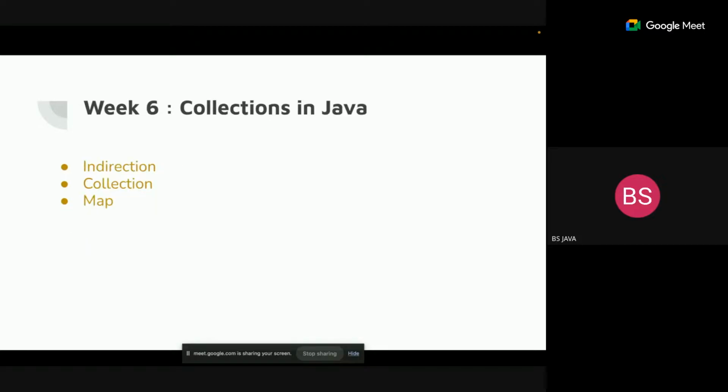In week 6, we'll come to collections in Java. In Python, you might have already seen list, tuple, dictionaries, etc., right? Similar to that, in Java, we'll also have some collections to store multiple values into a single unit. We'll see different types of collections, including map. Map is similar to dictionary.